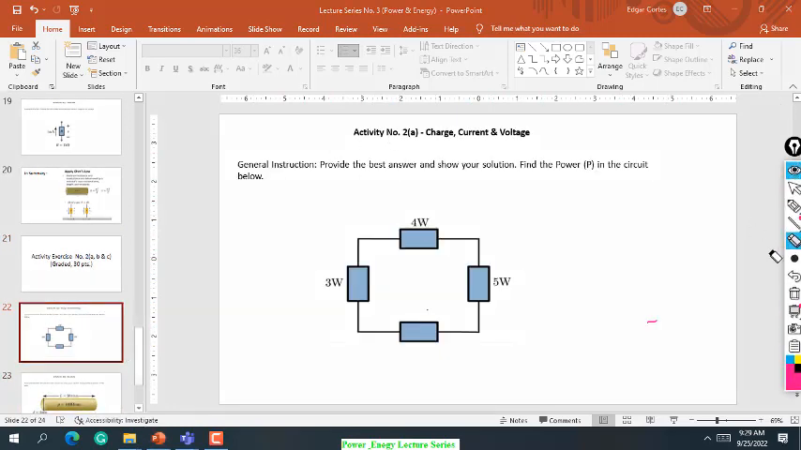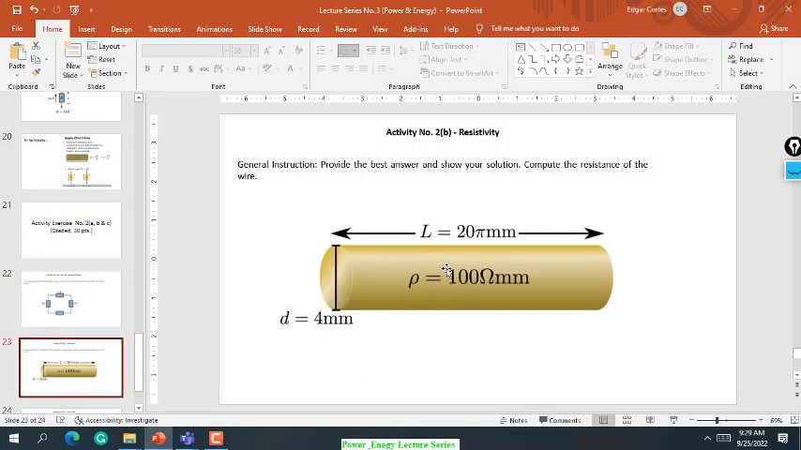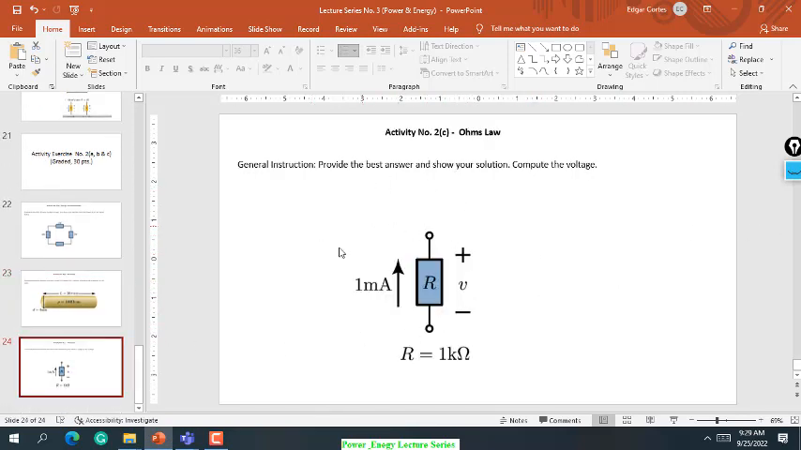Here we need to determine the power dissipation in this area. Here also we need to determine the resistivity, given the equation I discussed earlier. And you are required to find the voltage. The voltage here is unknown, using Ohm's law. Okay, so is there any question or clarification before we end? C is Ohm's law.